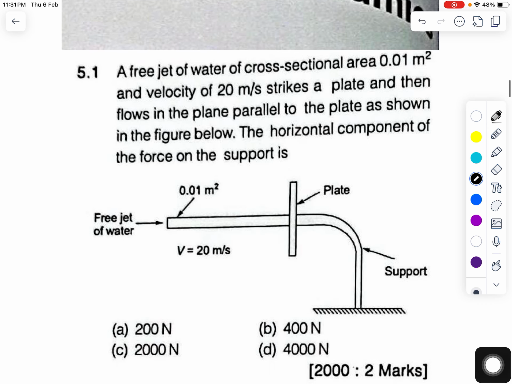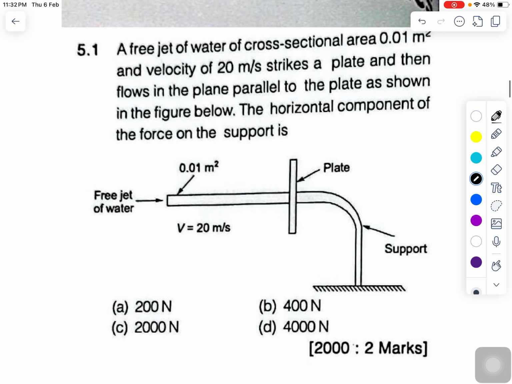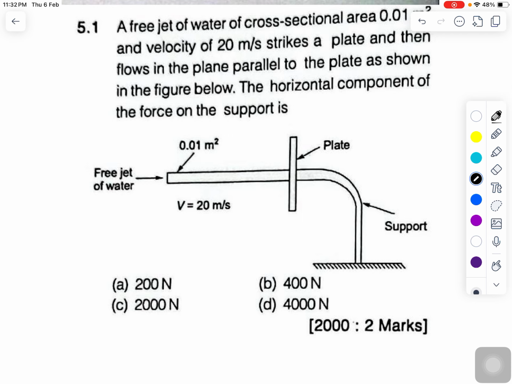So the first question says that a free jet of water of cross-sectional area 0.01 meter square and velocity 20 meter per second strikes a plate and then flows in the plane parallel to the plate, as shown in the figure below. The horizontal component of the force on the support is.